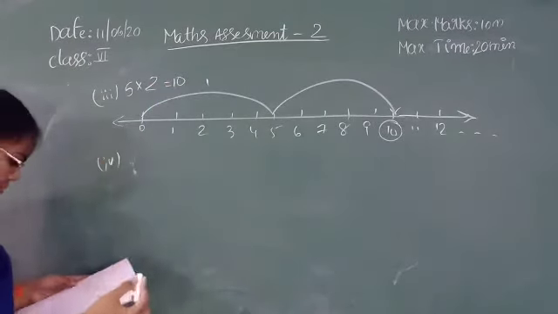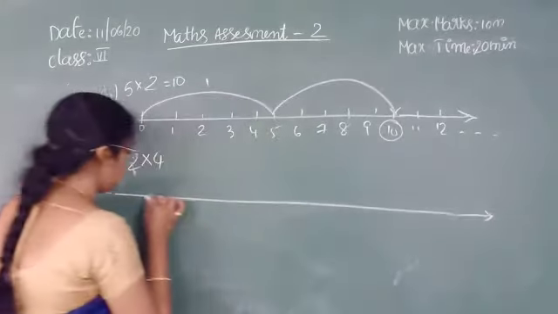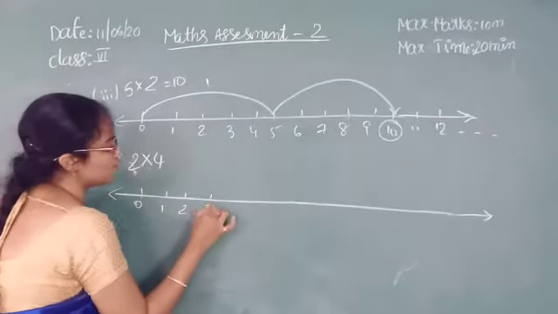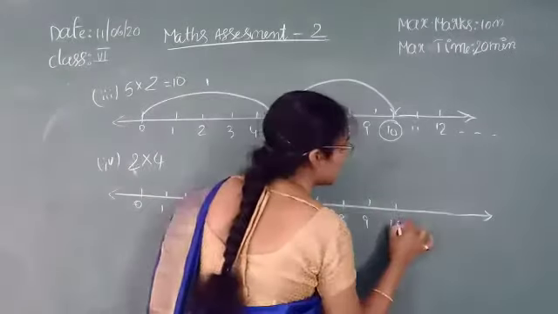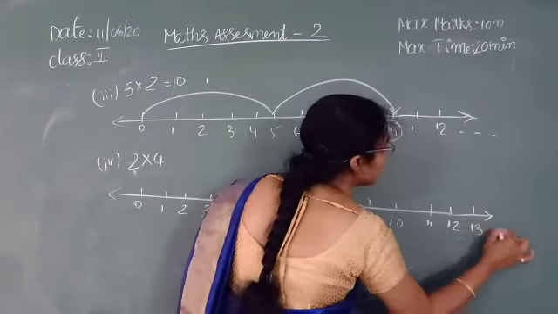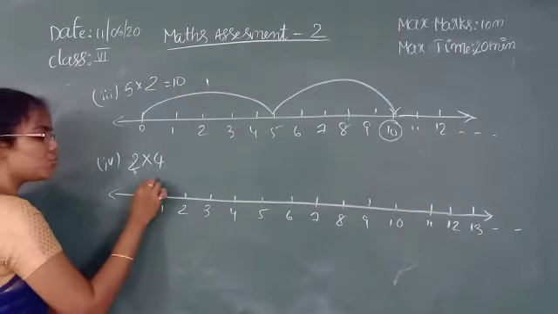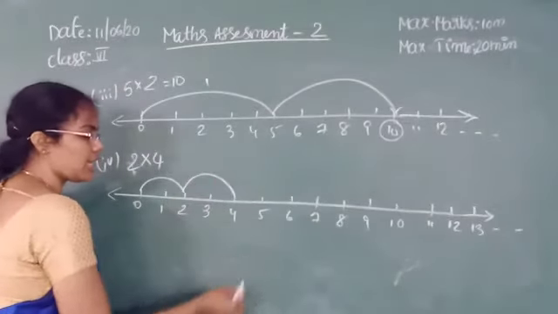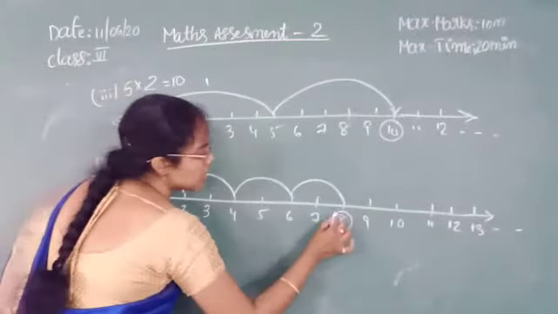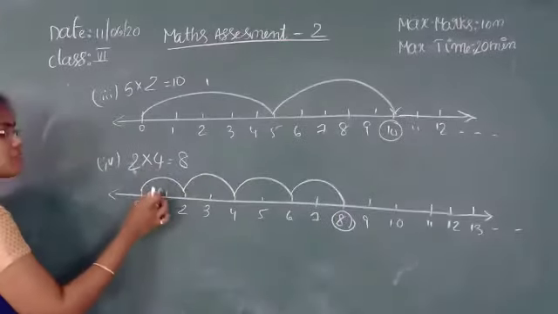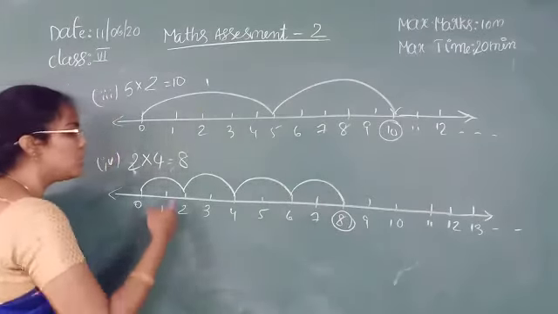And the fourth one is 2 into 4. Again a number line: 0, 1, 2, 3, 4, 5, 6, 7, 8, 9, 10, 11, 12, 13, and so on. The number 2 we take 4 times. From 0 to 2 is the first time, then again the second time, the third time, and the fourth time. So the answer is 8. 2 fours are 8. See, this is the difference between these two: 2 units, 2 units, 2 units.